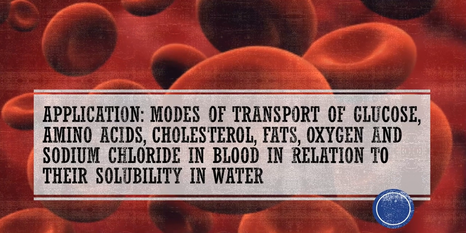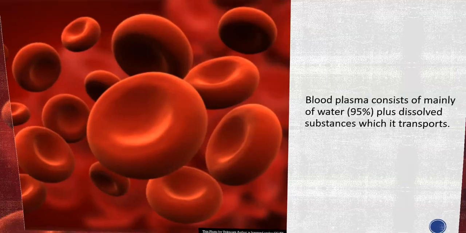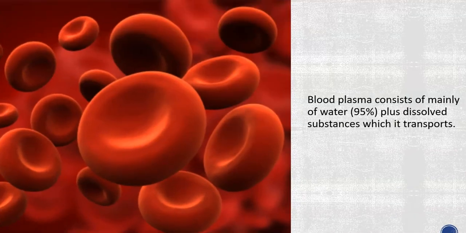Okay, so one of your application sections of this unit: modes of transport of glucose, amino acids, cholesterol, fats, oxygen, and sodium chloride in blood in relation to their solubility in water. So these things are carried in blood due to their solubility in water. Blood plasma consists of mainly water, 95%, plus dissolved substances which it's transporting.